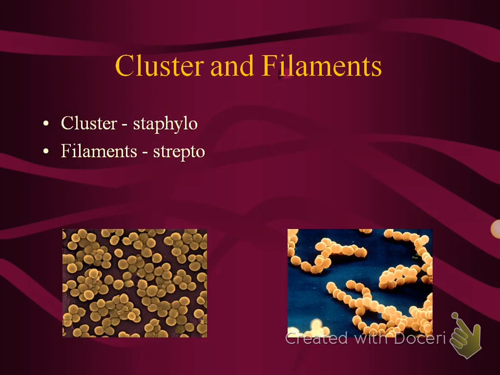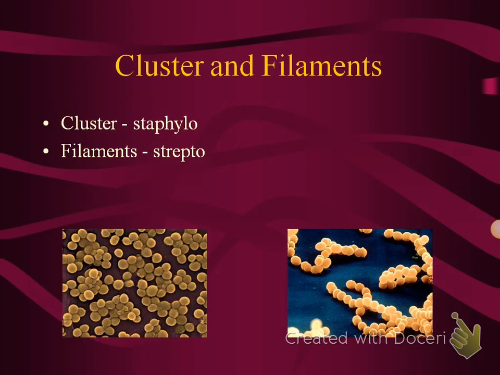If you look down on the left, that is a staphylococcus. You can tell because they're all clustered together. Whereas this is streptococcus because they're long strings. So each infection will look different, and they can determine what antibiotics they want to use on you based on what kind of bacteria it is.